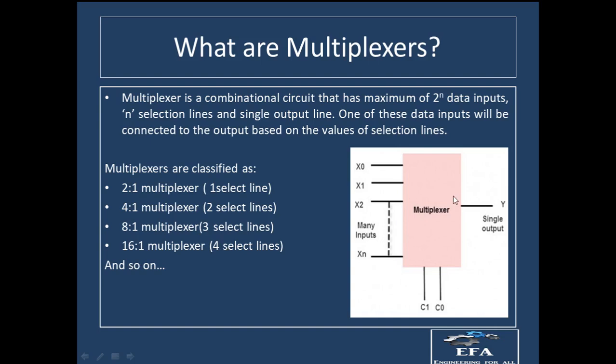In short, or in crux, we can say the multiplexer is a type of circuit which is accepting the signals from number of input lines and adjusting all those signals onto the single output line according to the values which we give at the select lines. Okay, so we'll discuss all these types one by one. So let us move on to the first one.